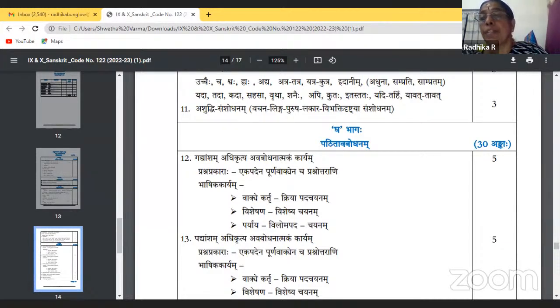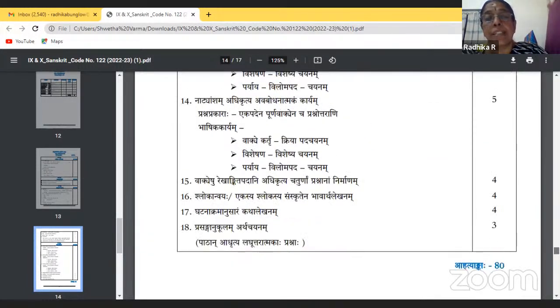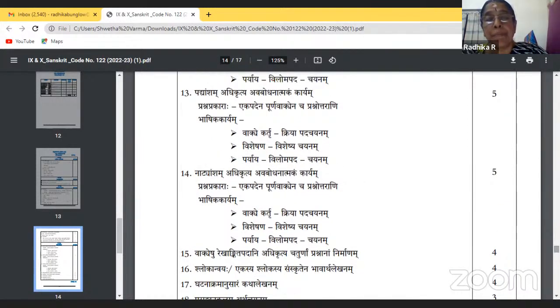They have to read the passage and write the answers according to the question. Then the next one is the poetical lesson, Poetry, Padyam. This also contains only the poems from the textbooks, Bhashitani, Suktayaha, Nyoktayaha, like that.